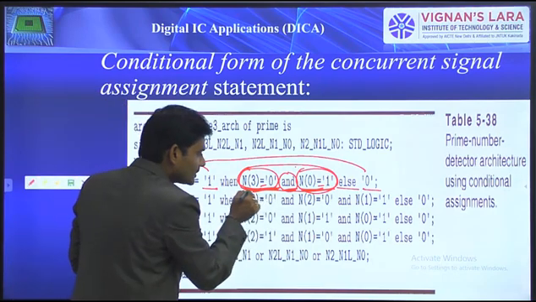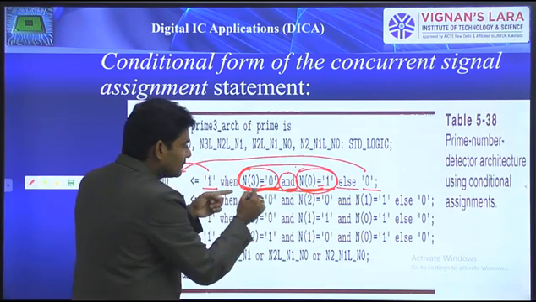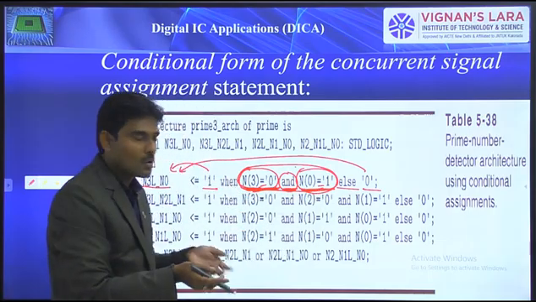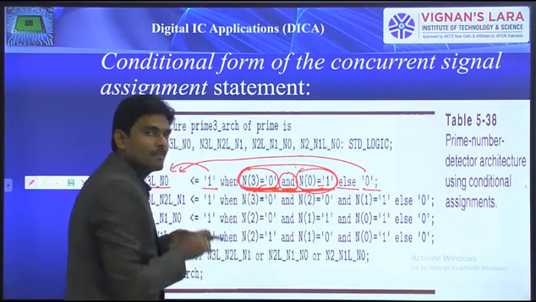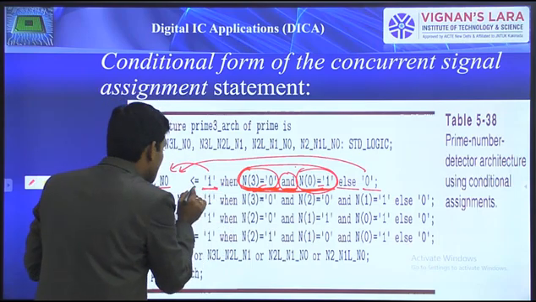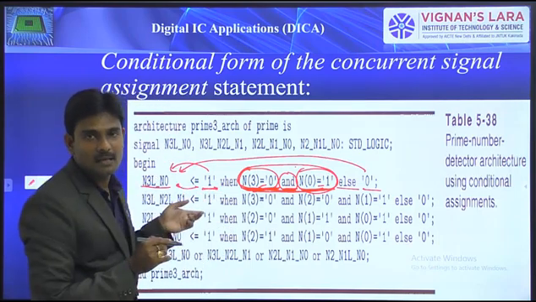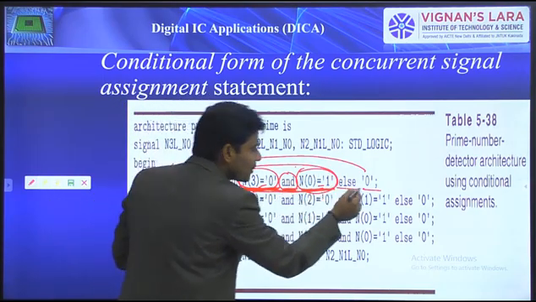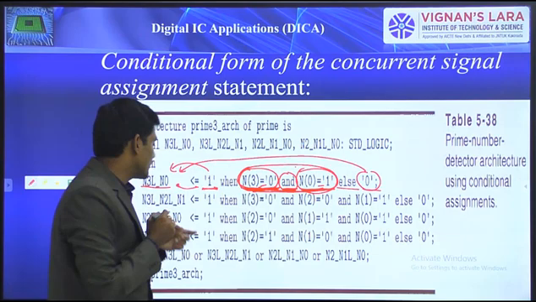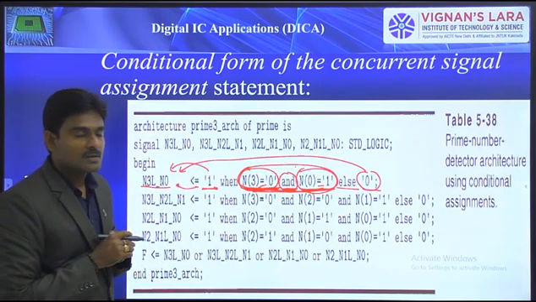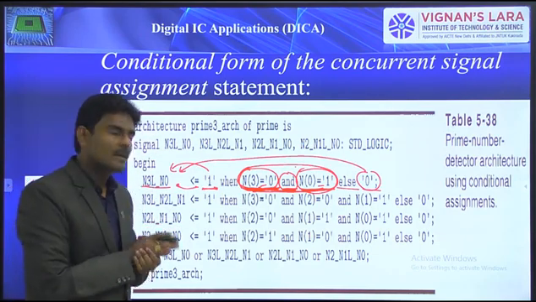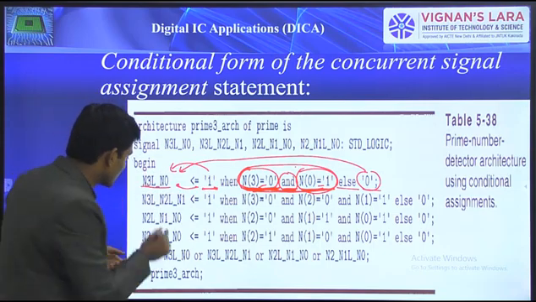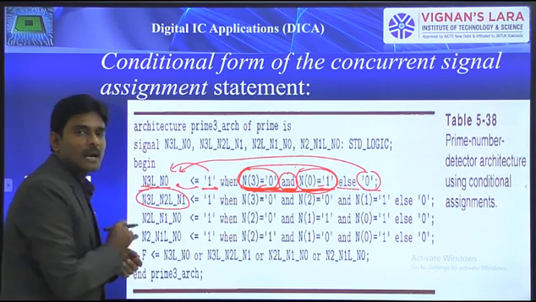So if N3 is 0 and N0 is 1, then these two conditions become true, and true and with true becomes true. Because the whole Boolean expression becomes true, this value 1 will be assigned to that particular signal. If any one is false or both are false, then obviously the else value will be assigned to this particular signal. So that is regarding this particular one. In the same way, the remaining gates we are also supposed to write. Second, we consider the 3 input AND gate.